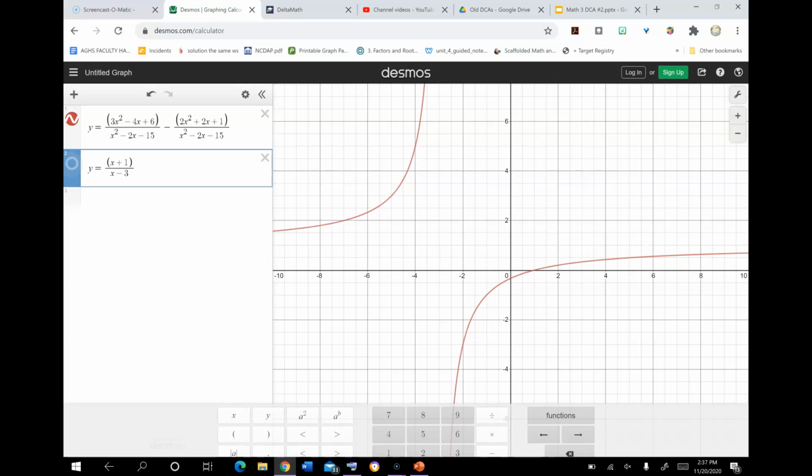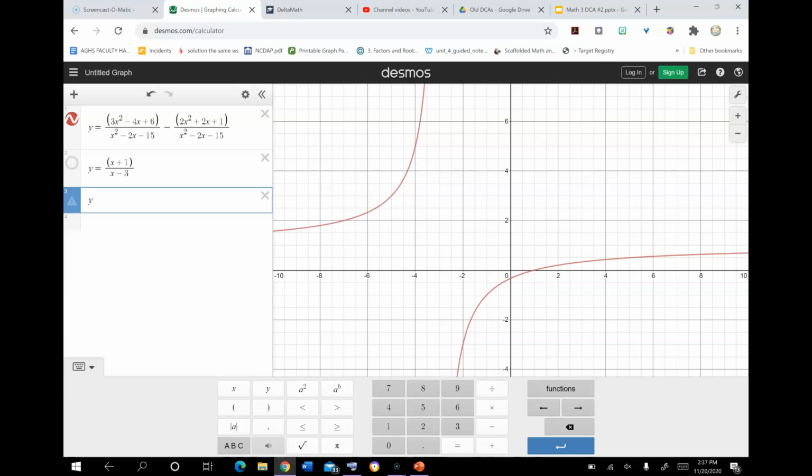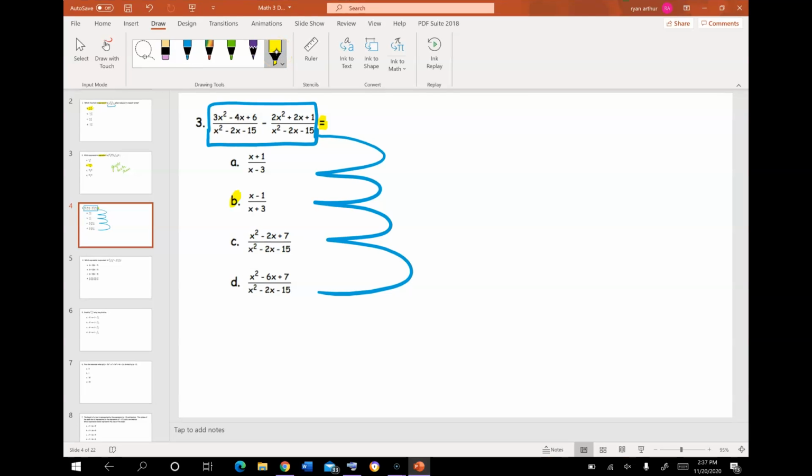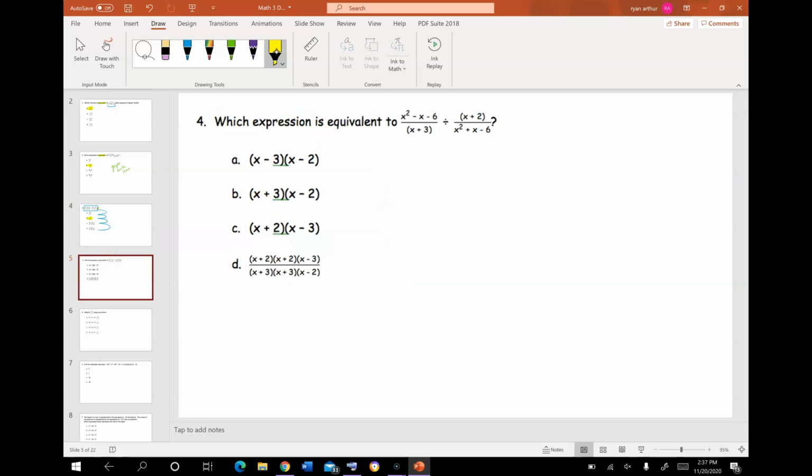Two different graphs, so A is not it. Let's keep on chug-a-lugging. So it's going to be y equals x minus 1 divided by x plus 3. Two different graphs, so guess what? Same graphs, my answer is B. Okay? All right. Next one, it's another equivalent expression, so the graphs are the same.